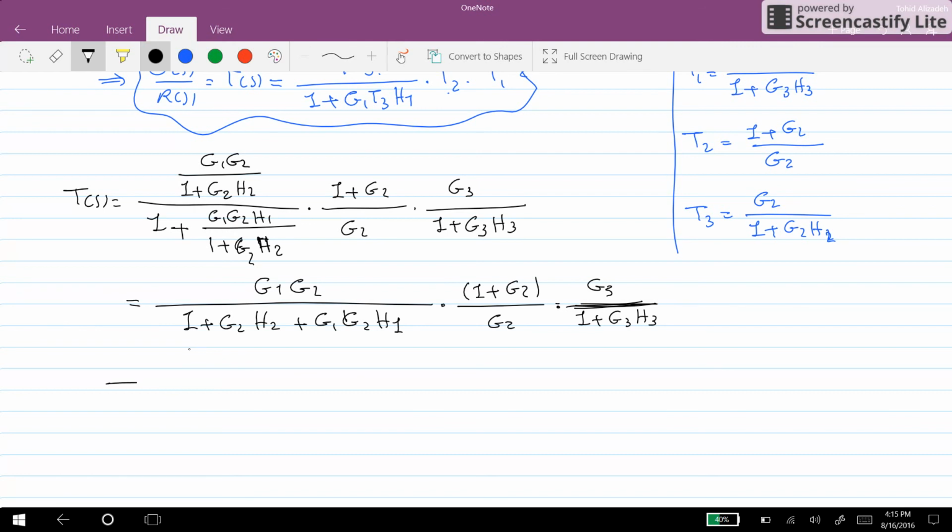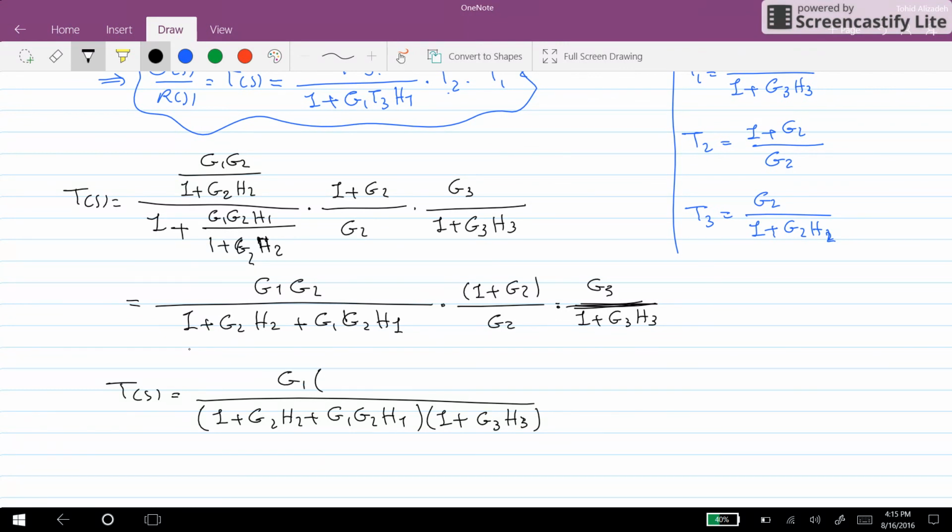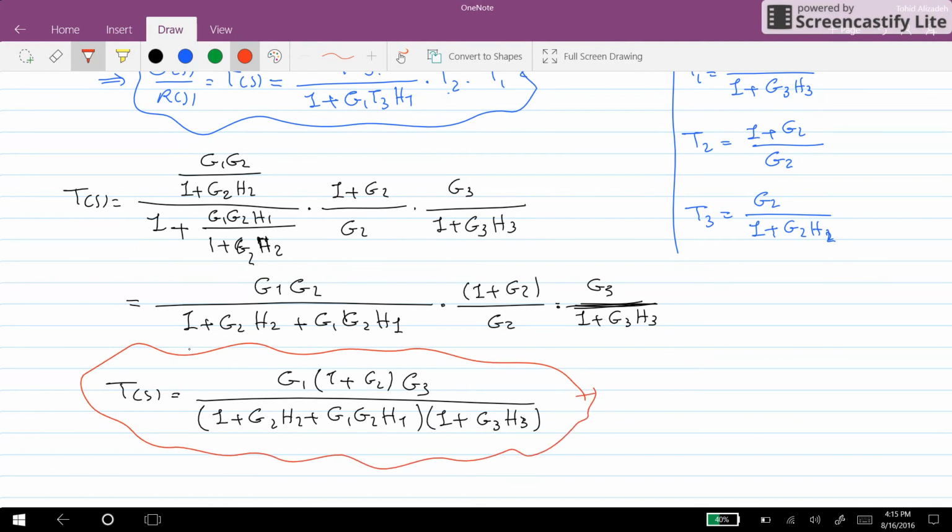And simplifying it further, we will get 1 plus G2 H2 plus G1 G2 H1 times 1 plus G3 H3 in the denominator and G1 times 1 plus G2 times G3 in the numerator. So here pay attention that the G2 in the denominator and G2 in the numerator are cancelled with each other. This might not be the case all the time, but here for this simple example, I assume that it is possible to cancel them with each other. Okay, so this is the resulting transfer function that we can get by reducing the whole block diagram that we had for this given example.